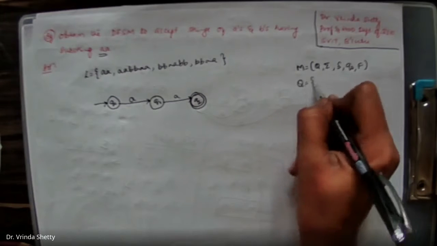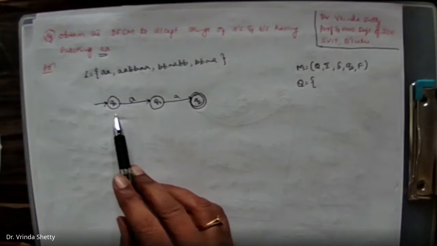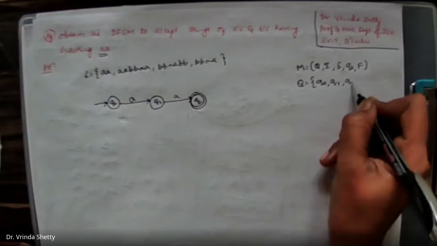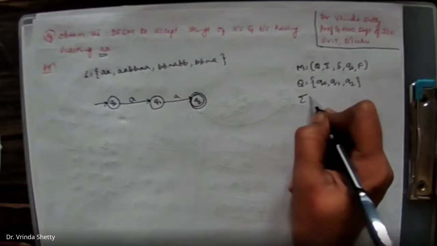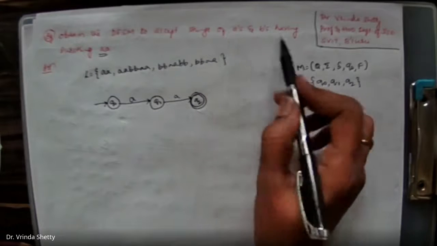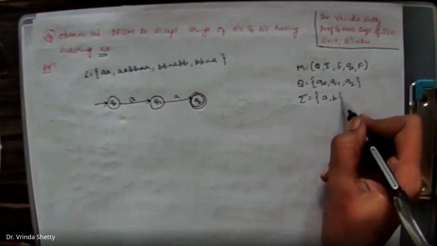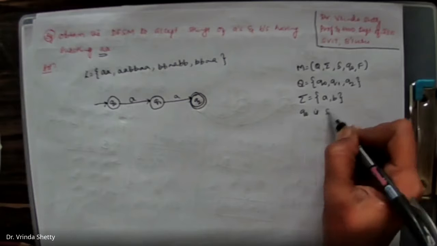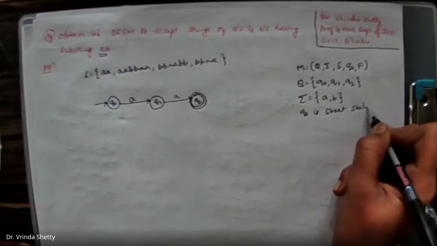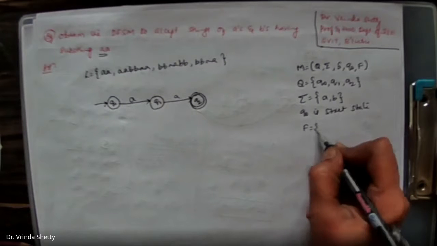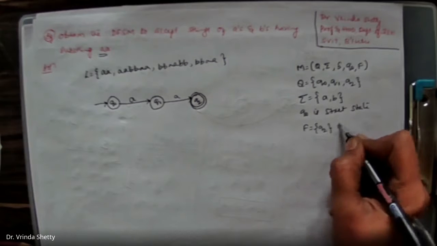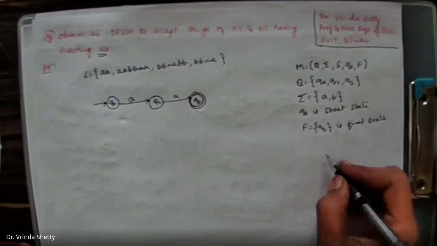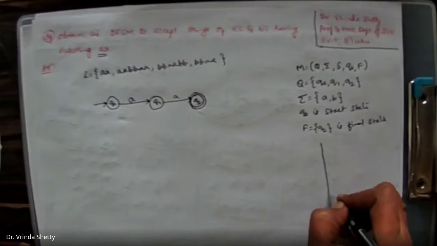Q is equal to the set of states. Which states do we have? Q naught, Q1, Q2 are the states. Sigma is equal to the input alphabets. What are the input alphabets we have here? A and B. Q naught is the start state. F is the set of final states: F is equal to Q2. Now we are left with the delta transition table.